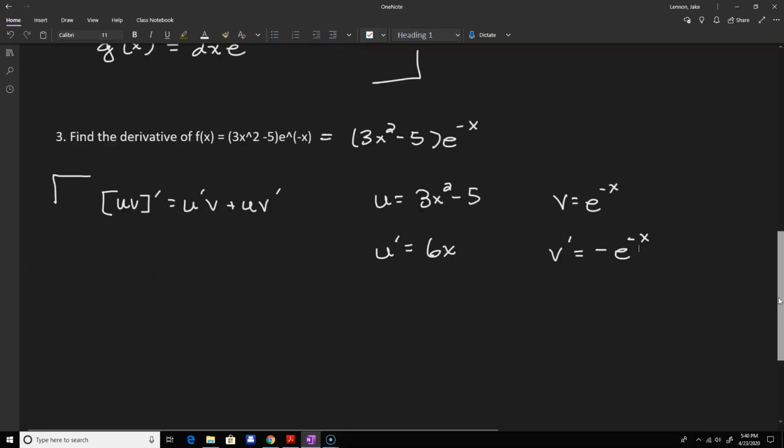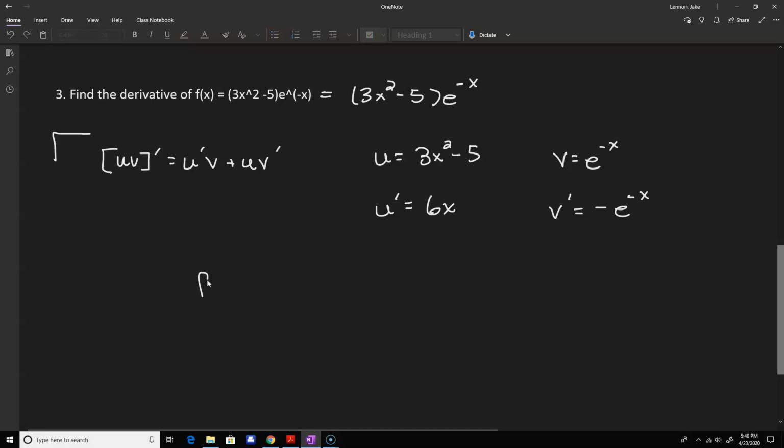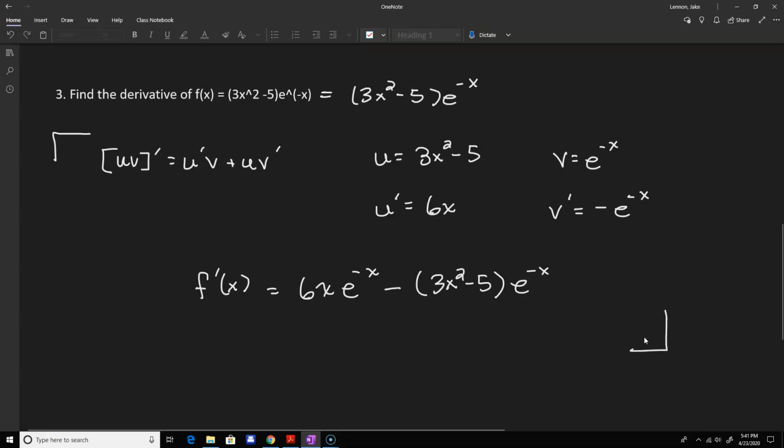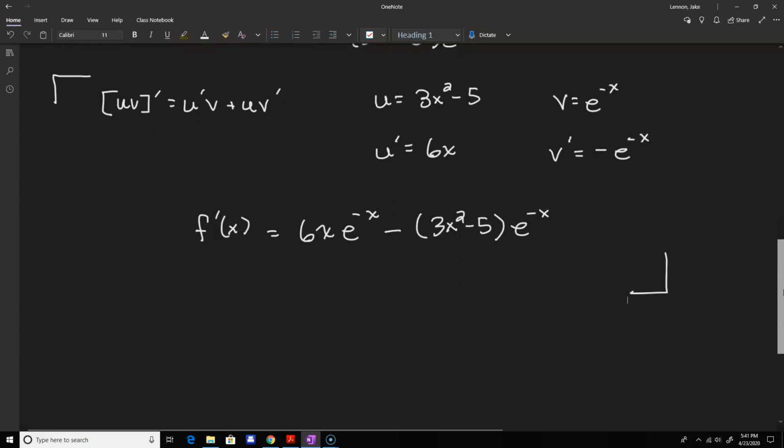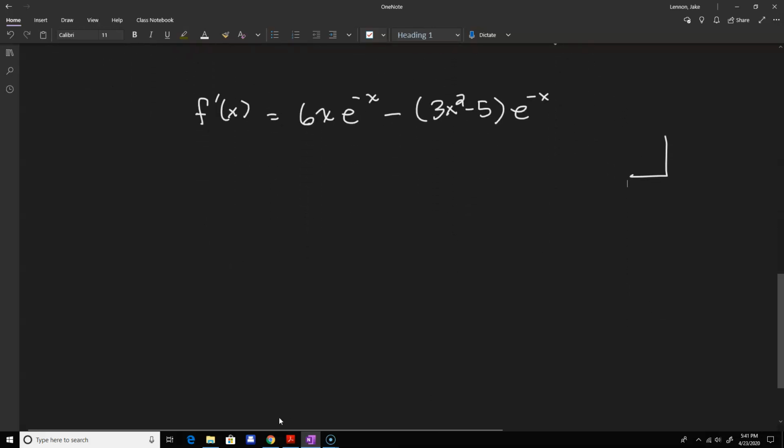And then we just copy according to the formula. So f prime of x here is going to be u prime, 6x, times v, e to the minus x. And normally we would write a plus, but we have this negative sign with v prime, so I'm just going to write minus, and then put u in parentheses, 3x squared minus 5, times e to the minus x. And you don't have to factor or multiply out or anything like that. I'm okay with just leaving it like this. So that's fine. So we have one more product or quotient rule before we start looking at some different type of problems. Okay, so I was mistaken.